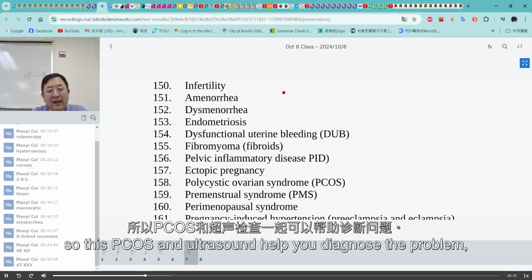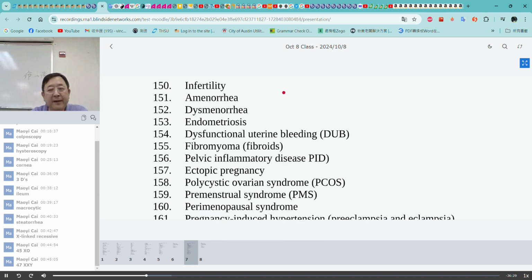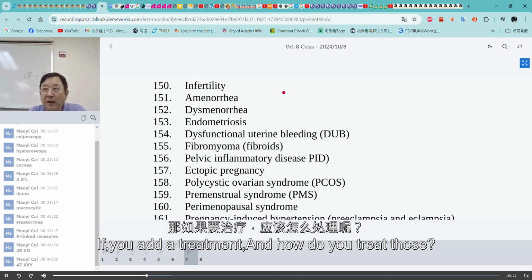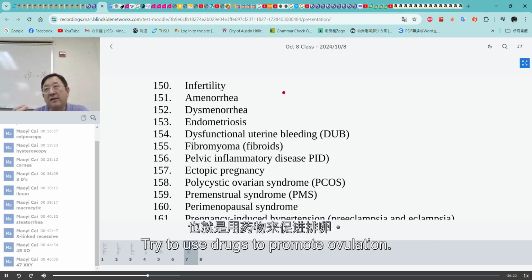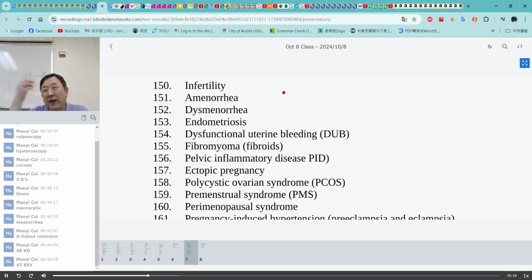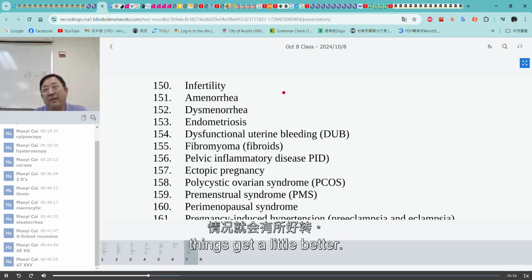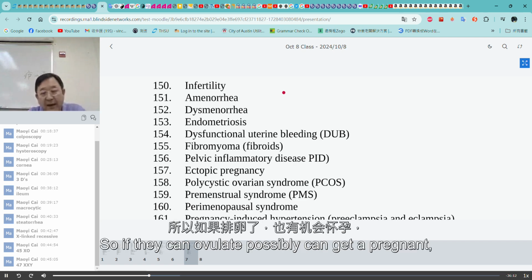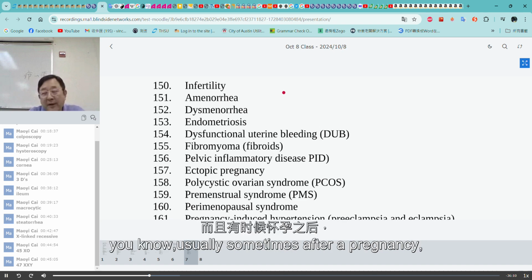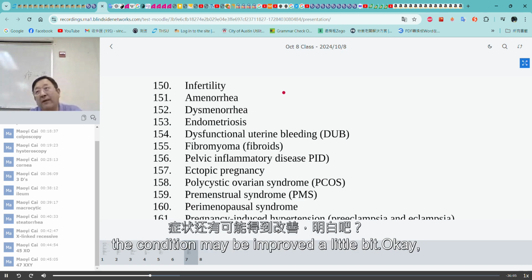For PCOS, ultrasound helps you diagnose the problem. How do you treat it? Treatment uses ovulation-inducing agents, drugs to promote ovulation. If they can ovulate, things get a little better. Because they have infertility, if they can ovulate, they possibly can get pregnant. Sometimes after a pregnancy, the condition may improve a little bit.